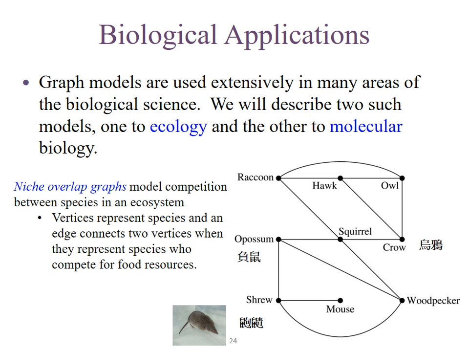Okay, for animals, we have biological graphs. If they compete for the same kind of food resources, for example, raccoon, hog, and owl, they compete for food such as rats or insects. Okay, and we can draw an edge between those two different species.